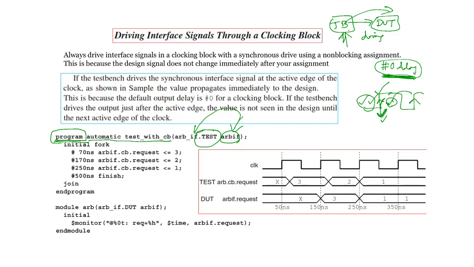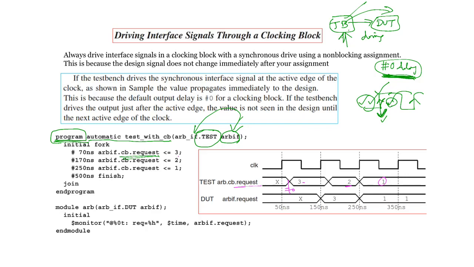Okay, so at 70 we are going with the request signal now, because request is the output of the test bench and input for the DUT. So request is going to be given at 70 nanoseconds with value 3. Okay, so at 70 the request value is given as 3. Next the request value is changed at 170 to 2. Next the request value is again changed at 250, now with value 1.